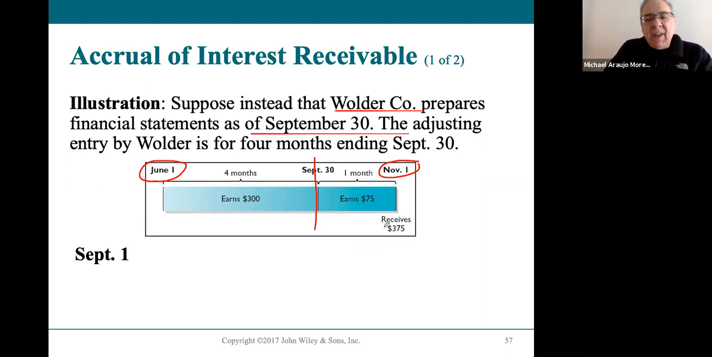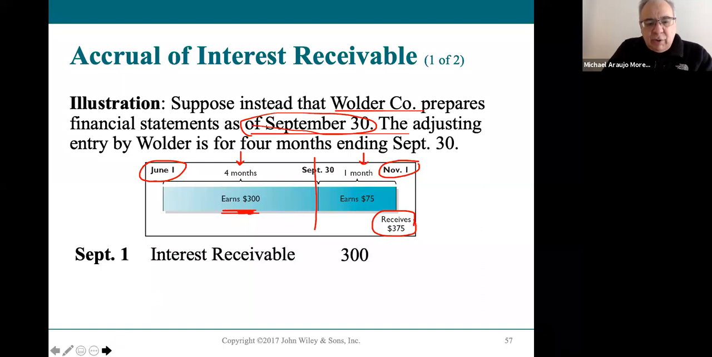Okay. They're not going to receive the $375 until the note gets paid. But $300 of the $375 was earned in this fiscal year, not in that fiscal year. So they have to claim this $300 of interest as income or as revenue for this year, even though they're not going to collect it until the next fiscal year. So sometimes we do have to watch out for those fiscal year periods, because then closing entries are going to matter.